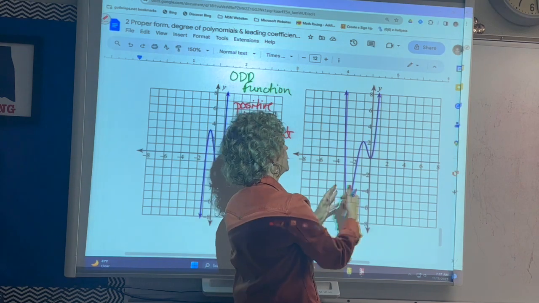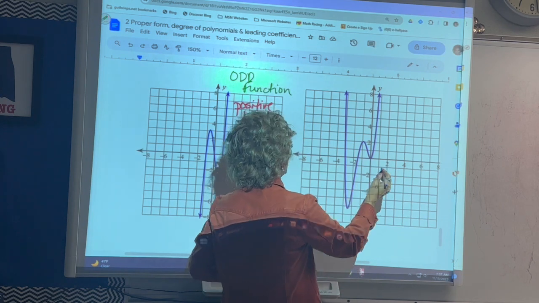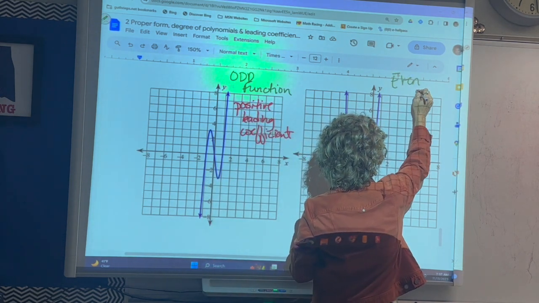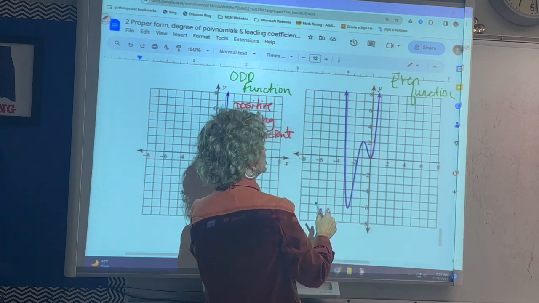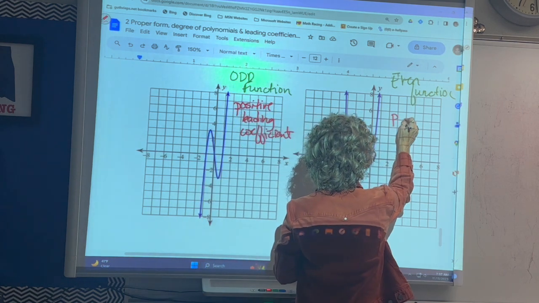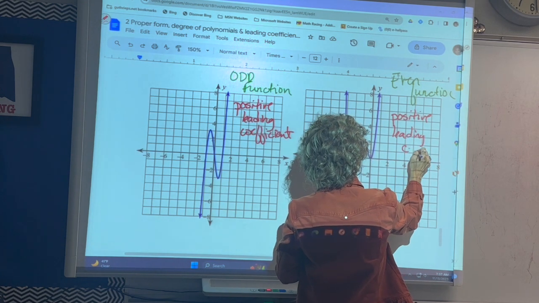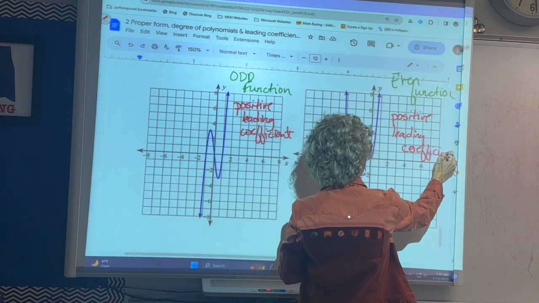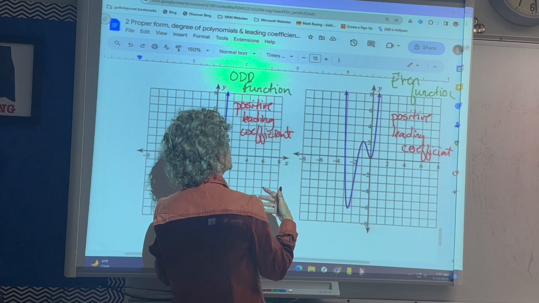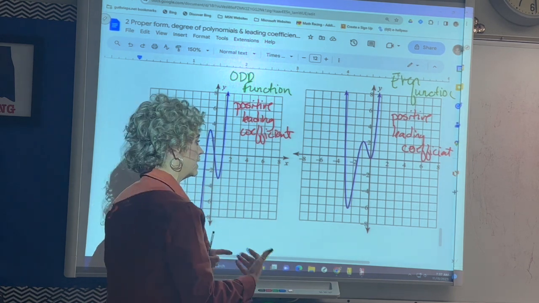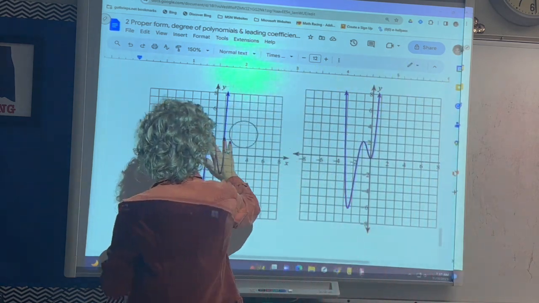This next one, look over here. Both ends are in the same direction. So if they're in the same direction, automatically I have an even function. Now, because they're in the same direction and they're going up, I have a positive leading coefficient. Those aren't too terribly bad. We just have to look at the end behavior of our functions. Later, we're going to talk about how we describe the end behavior. Today we're going to keep it quick, simple, and easy.